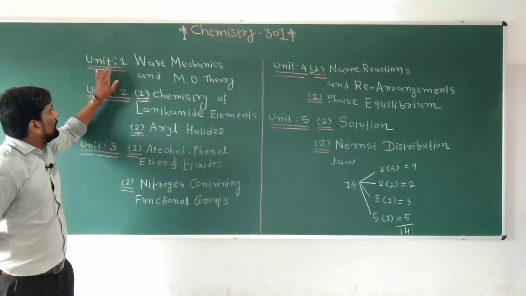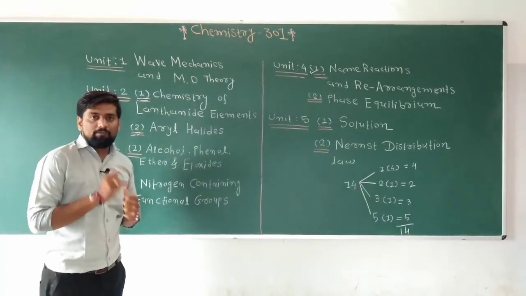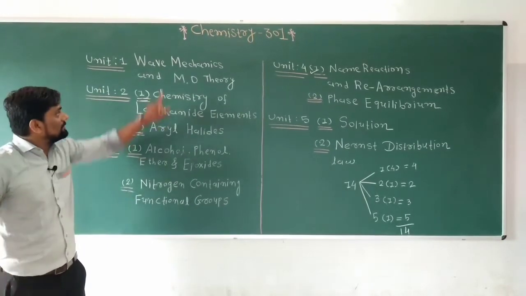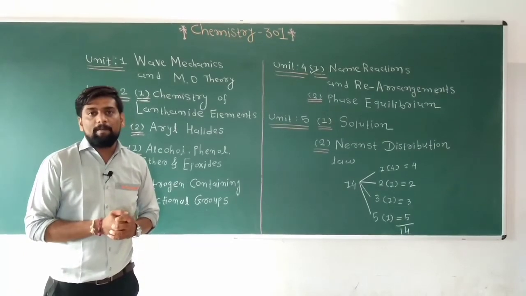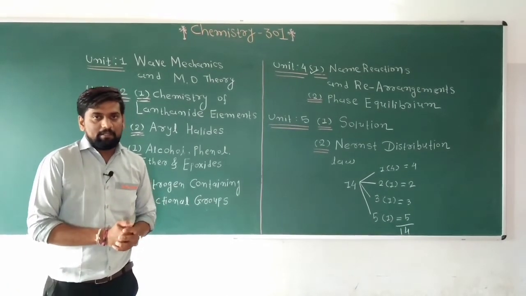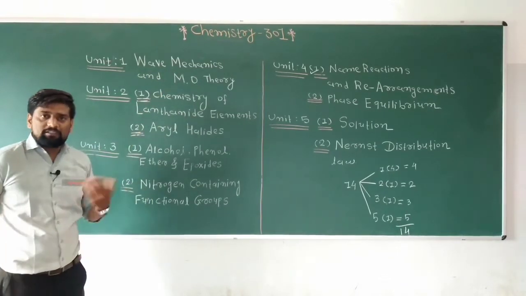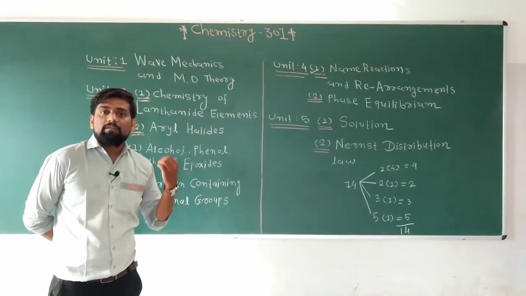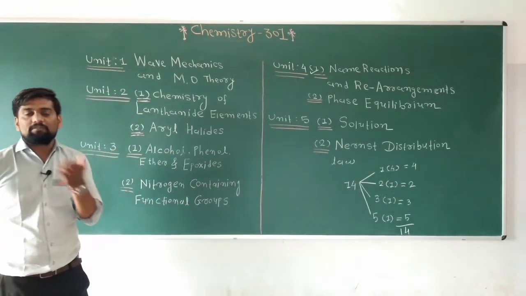So unit number 1 is wave mechanics and MO theory. Unit 1 has only one chapter, which is wave mechanics and MO theory. This chapter is taken from physical chemistry. In this chapter we will learn what psi is, what the wave function is, what psi square and psi star are, and then we will learn about the eigen function and eigen value.